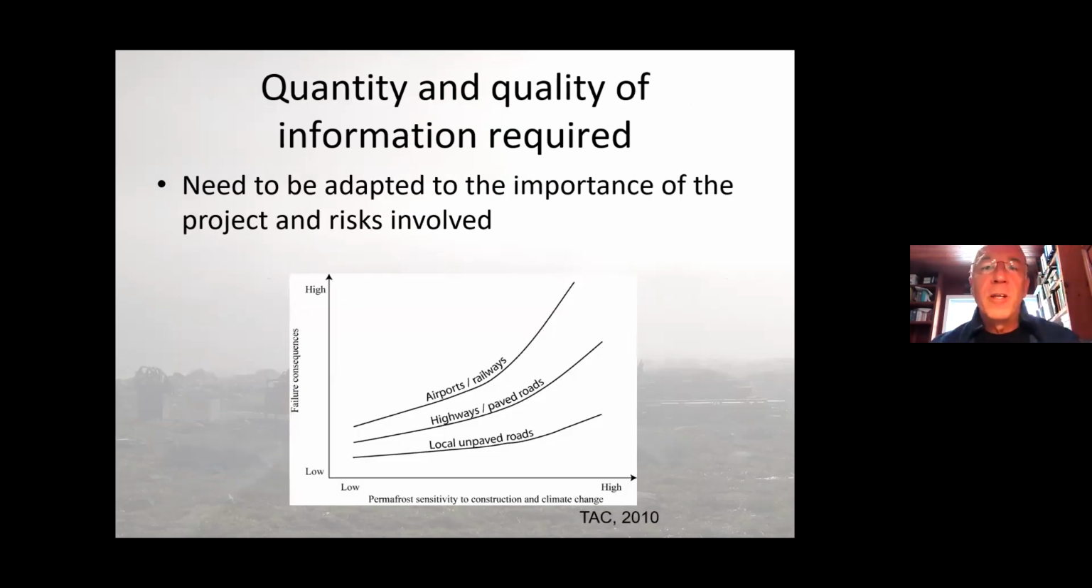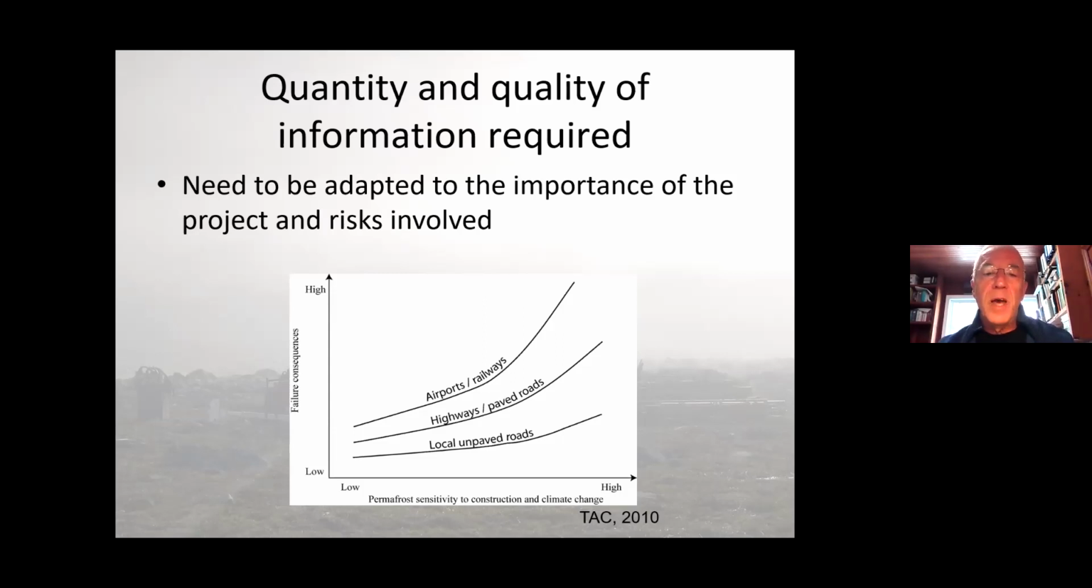So the quality and quantity of information required during the geotechnical investigation depend a lot on the type of project and the risk involved. That chart comes from the TAC design guide for transportation infrastructure on permafrost. On the y-axis is failure consequence, and the x-axis is permafrost sensitivity to degradation. So of course, local unpaved roads, there's not a major consequence if there's a failure, while for an airport, you have a much higher consequence. And of course, paved road or railway would be somewhere in between there.